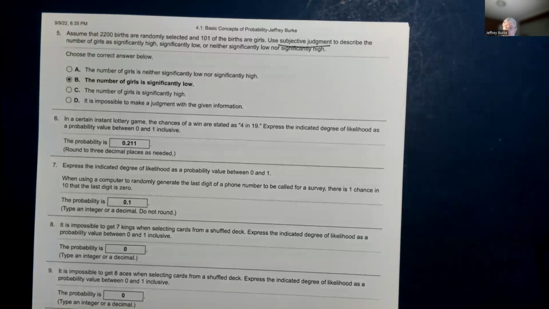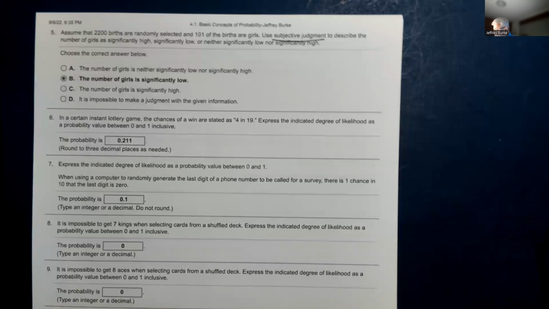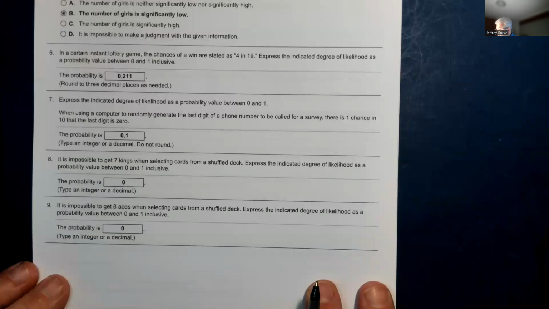Here they are telling you to use subjective judgment. Okay, let's take a look at number 6 then.